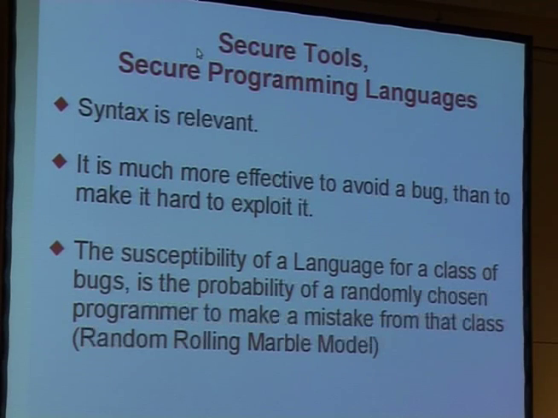So this is semi-scientific mumbo-jumbo. I present to you the random rolling marble model. The susceptibility of a language for a class of bugs is the probability of a randomly chosen programmer to make a mistake from that class. So if you give the same problem to lots of programmers, you get statistics on how likely you can exploit the same SQL injection attack in 5 different independent implementations.